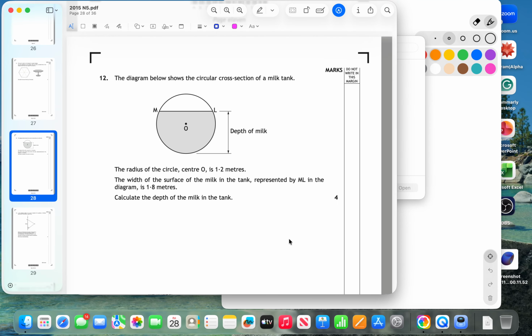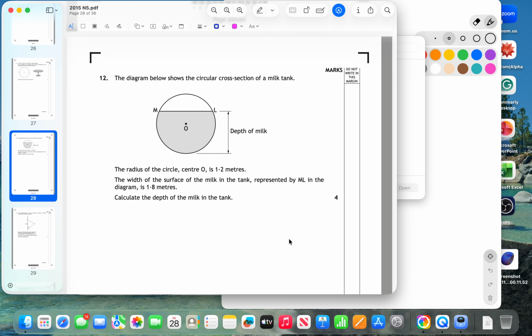This question also caused many issues in the exam in 2015. It's paper 2 and it's question 12. So pause the video if you want to have a look at it, and now is the opportunity to do so. Otherwise, I'm going to go through the question.